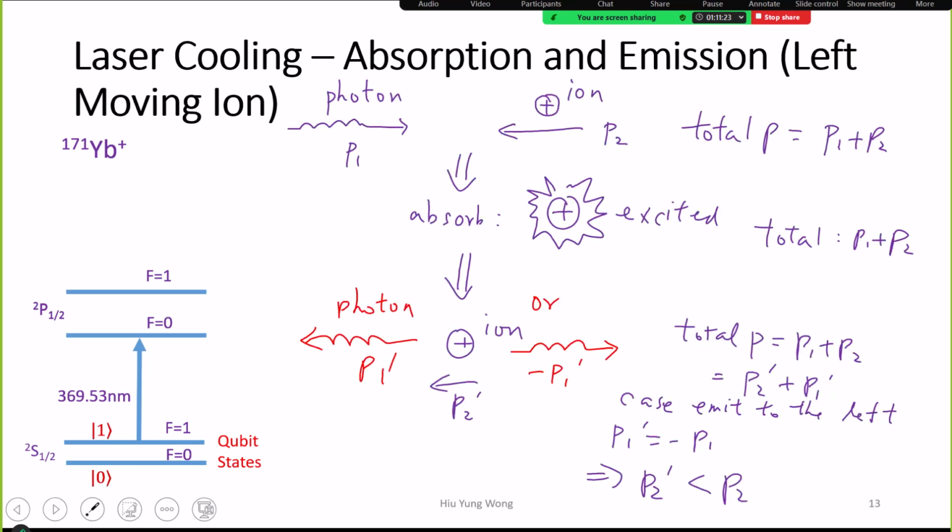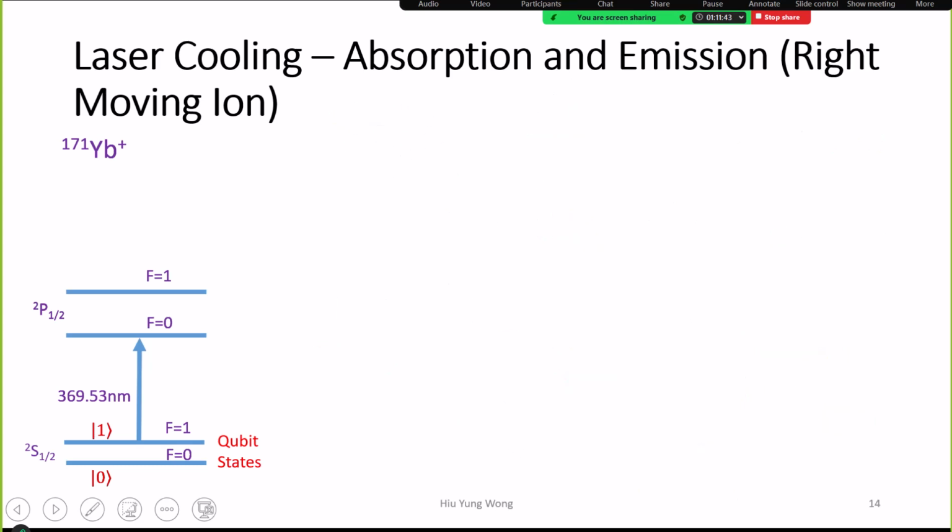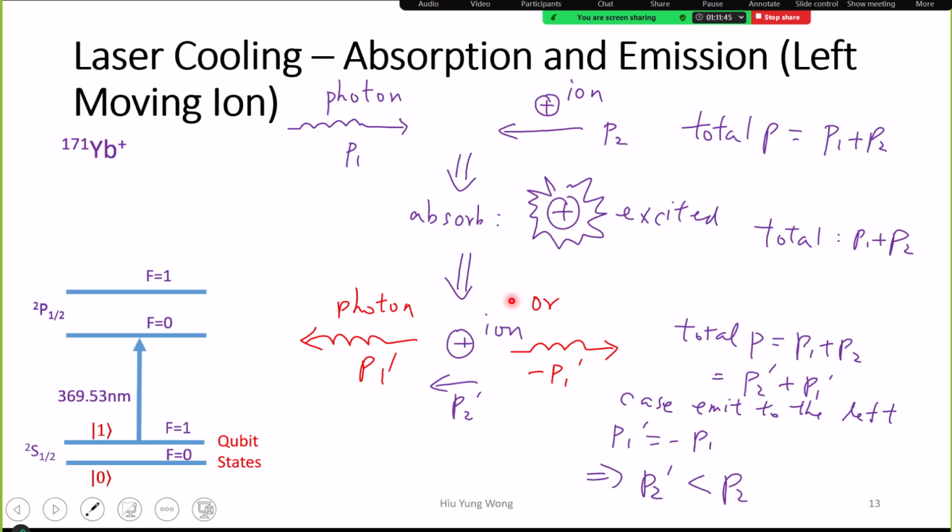But okay, it will emit randomly. So sometimes you don't slow it down, but sometimes it will slow it down. But half of the time it will slow it down because it's going to emit randomly to left or right. So by absorbing this photon, it's just like I'm running in that direction and you try to hit me with some ball. Isn't it that I will gradually slow down?